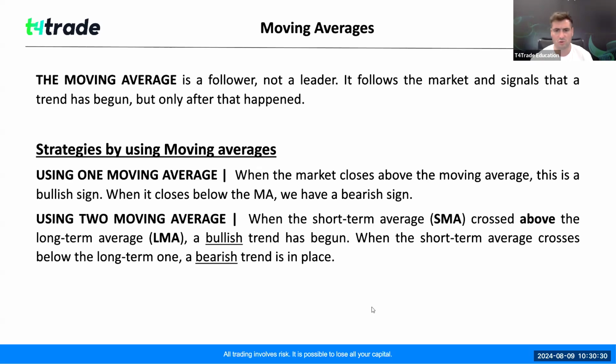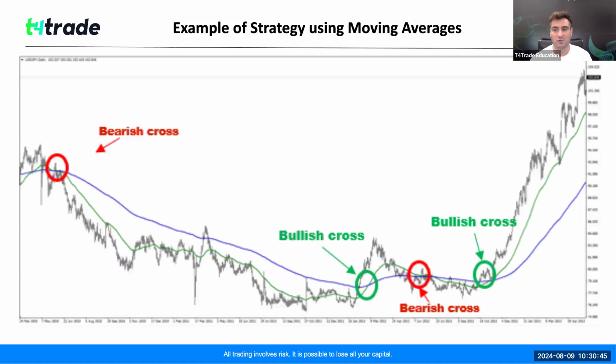Now, the opposite is also true. So when the short-term moving average crosses below the long-term one, a short position can be taken, because this is a bearish indication. Okay, going to see a visual illustration here.